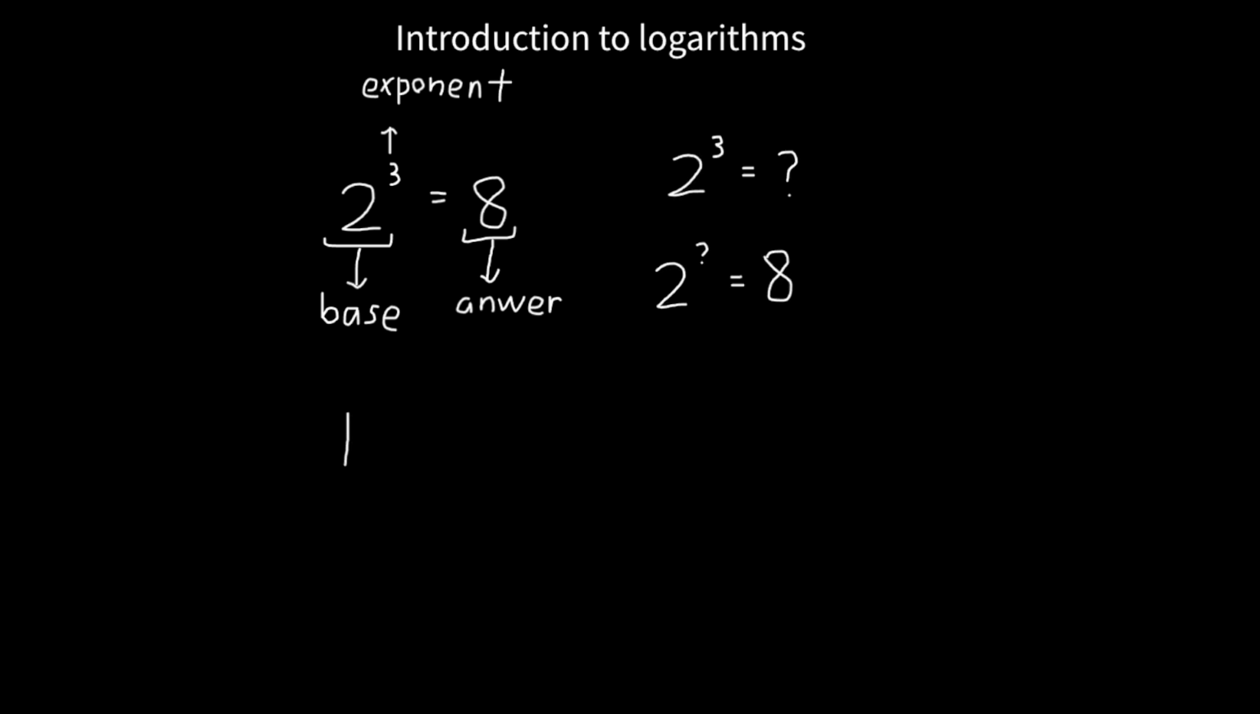So the general structure of a logarithm is going to look something like this. Log base, answer, equals exponent. In this case of 2 to the power of 3 equals 8, that translated to log form is going to give us log base 2 of 8 equals 3. So pretty easy stuff. Just memorize the structure of a logarithm.